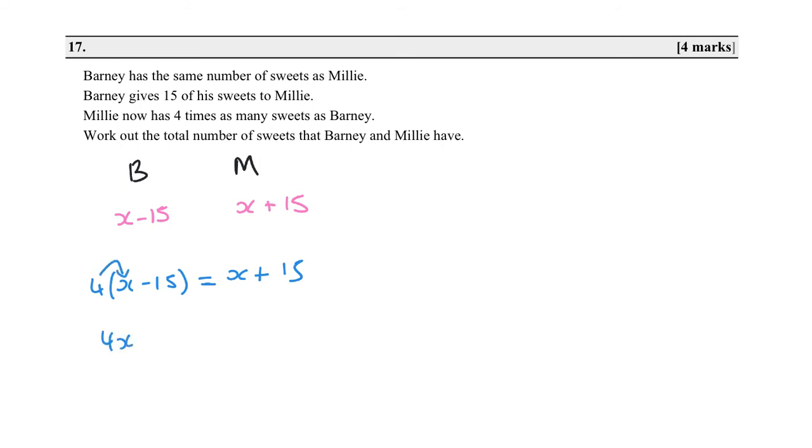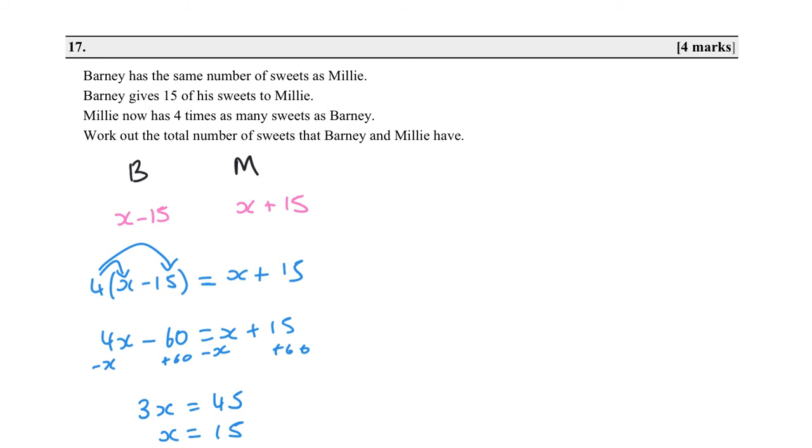So we expand 4x minus 60 equals x plus 15. If I take away x from both sides and add 60 to both sides, I'm going to get 3x equals 45. Divide both sides by 3, x equals 15. It then says work out the total number of sweets that Barney and Millie have. Well, this isn't going to make any sense now, and I'll show you why in a second. Maybe I have gone wrong.